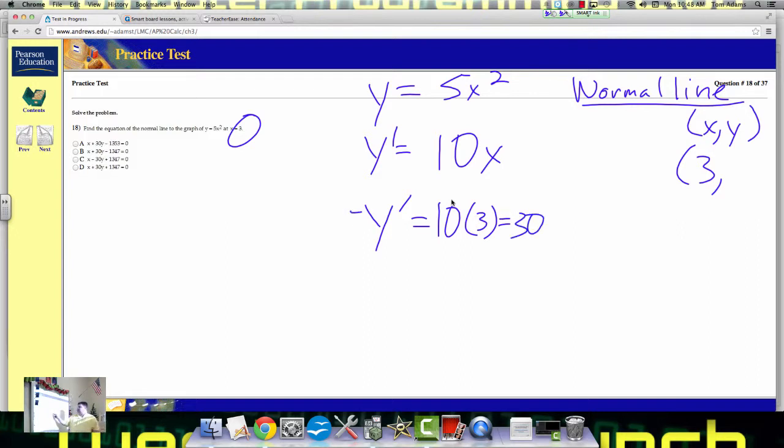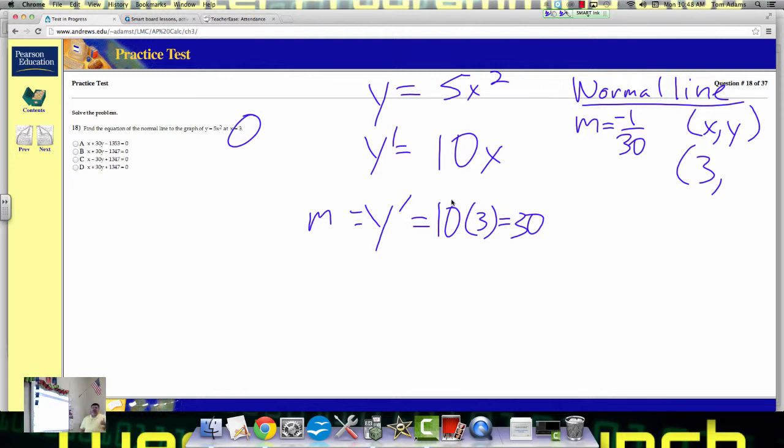Now this is the slope of the tangent line. But they want the normal line. So what do I do with that 30? Take the negative reciprocal. So the slope of the normal line is negative 1 over 30.